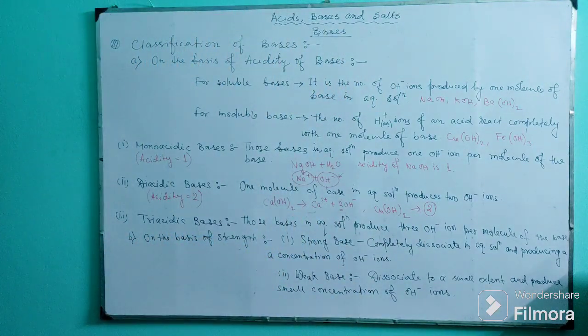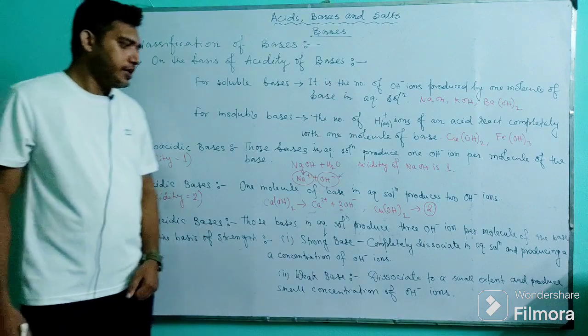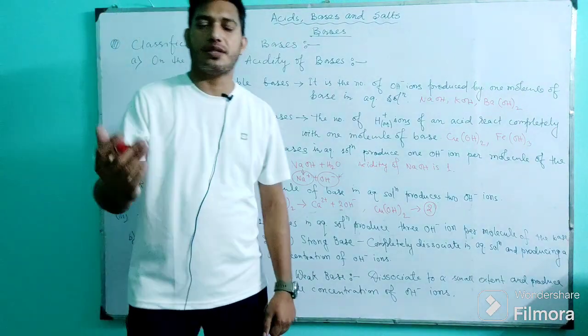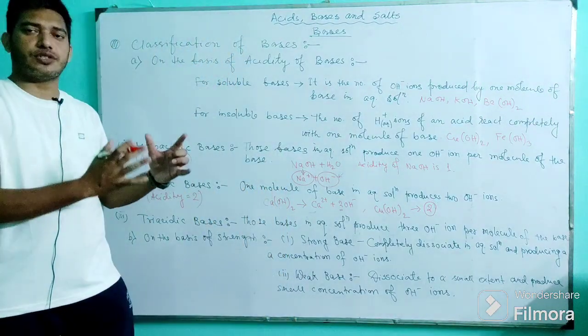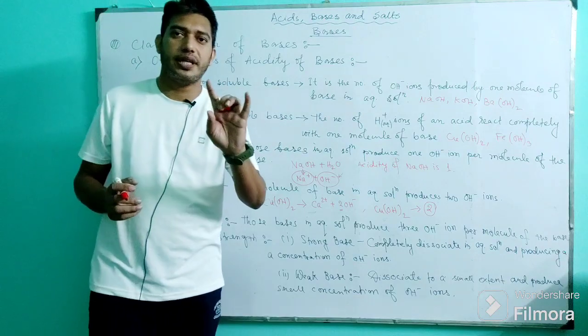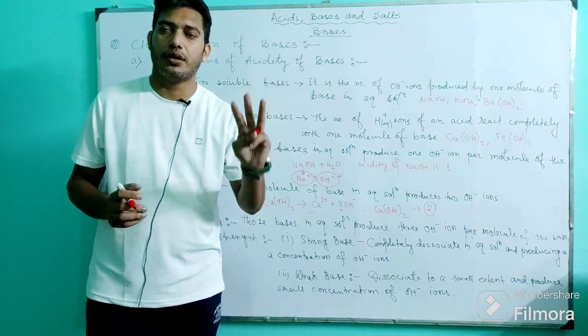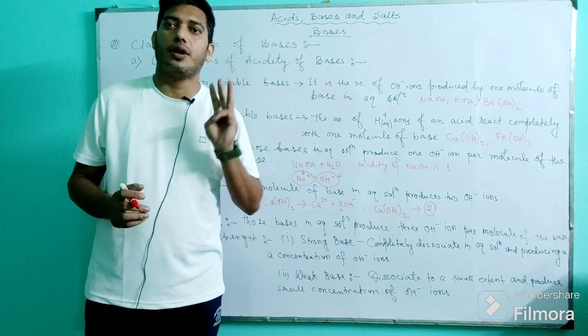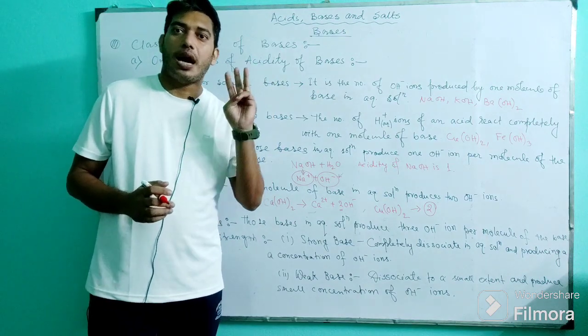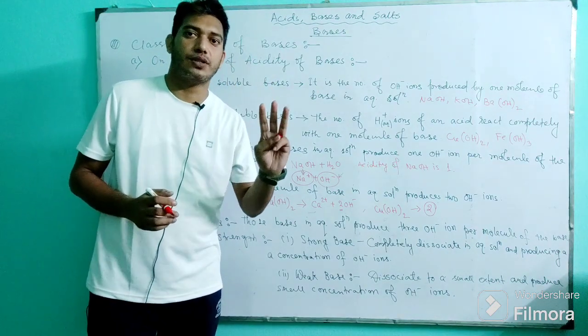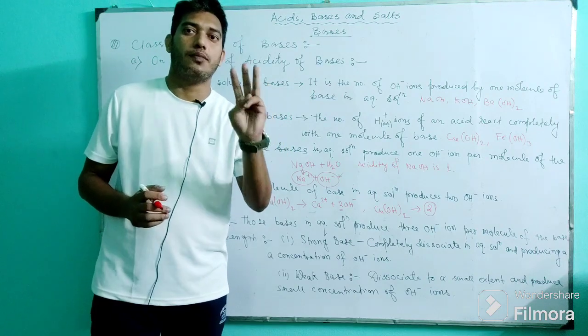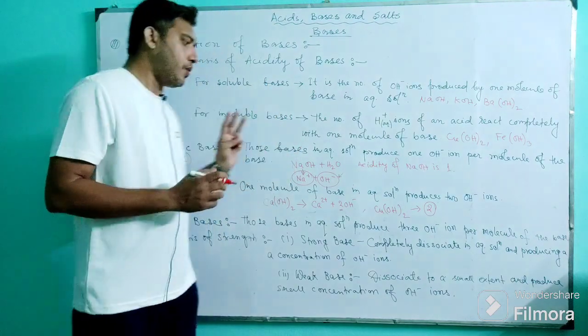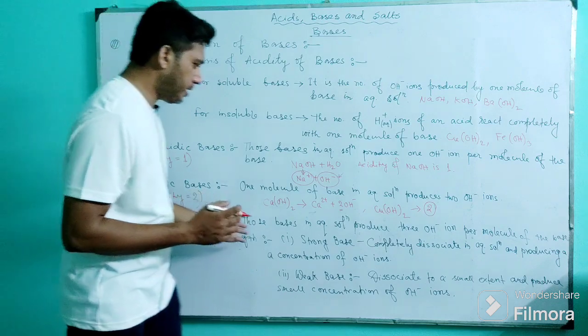Next, triacidic bases. Triacidic bases are those bases which in aqueous solution form 3 OH minus ions for one molecule of base.